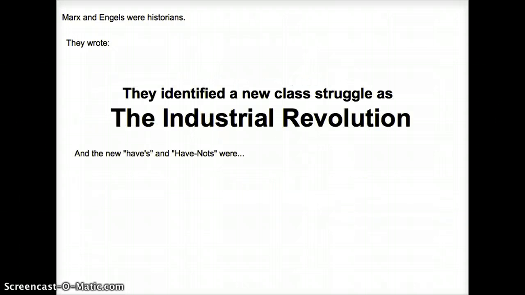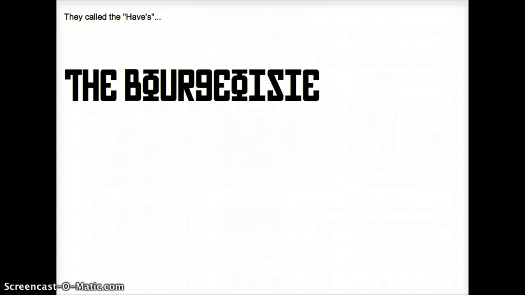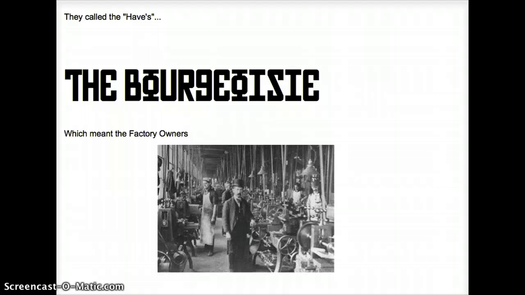At the time that Marx and Engels lived, the Industrial Revolution was picking up full steam, and they identified a new class struggle that was created by the Industrial Revolution. So we have new haves and we have new have-nots. The haves were the bourgeoisie, which is a French term used during the French Revolution, but Marx and Engels' definition of bourgeoisie is much different. Basically, it means factory owners, the people that invested the money and were making a lot of the money.